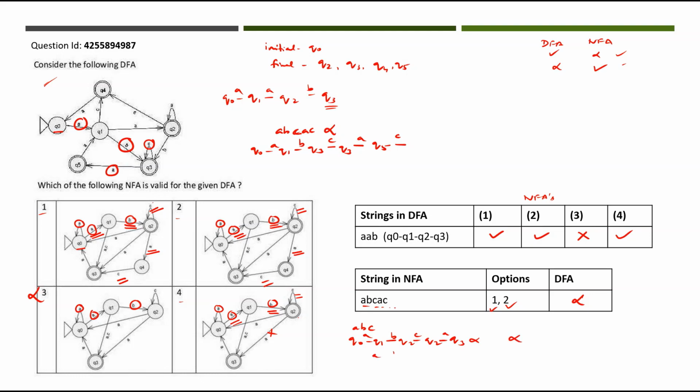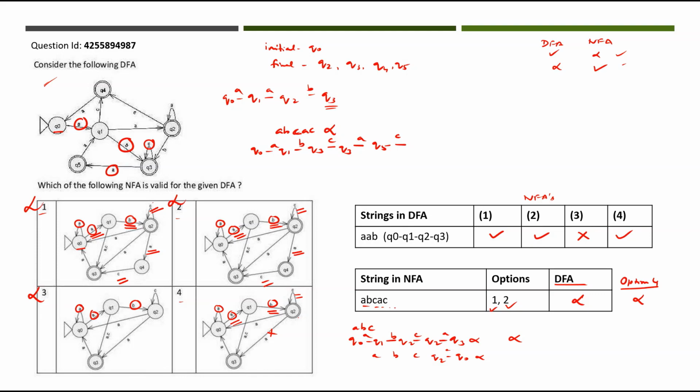So this automaton is not accepting. We will go the other way. A, B, C. From Q2 we are moving to Q0. From Q0, do we have any C transition? No. Option 4 is not accepting the string that is not being accepted by the DFA. So the DFA and option 4 are rejecting the same string, but that string is being accepted by 1 and 2. By taking this into consideration, we will even remove 1 and 2 from the answer list.